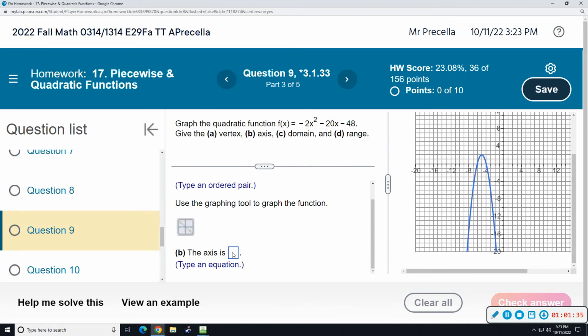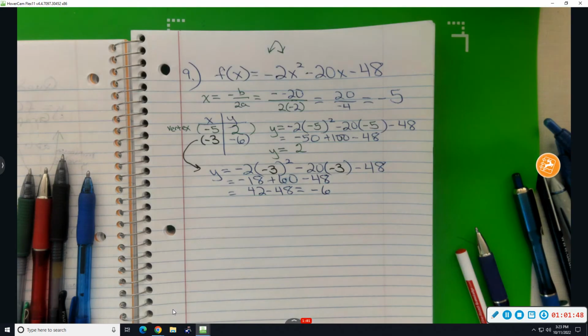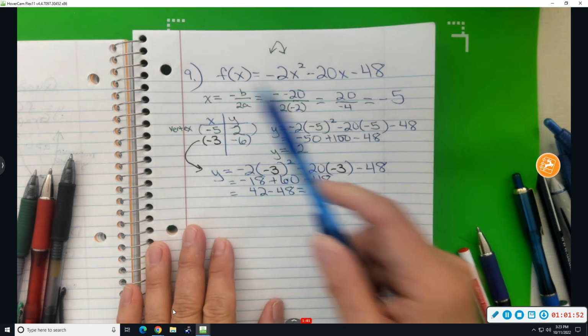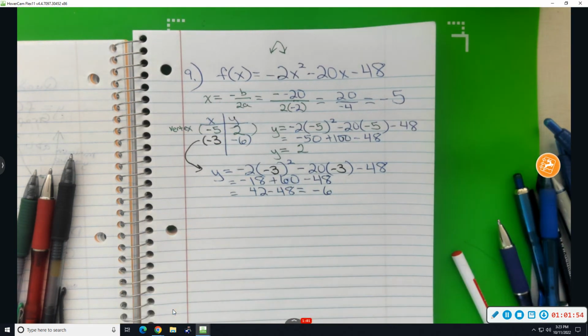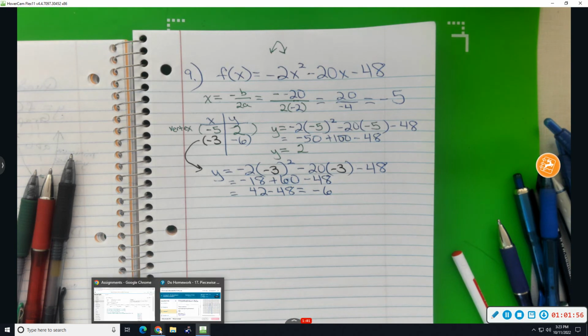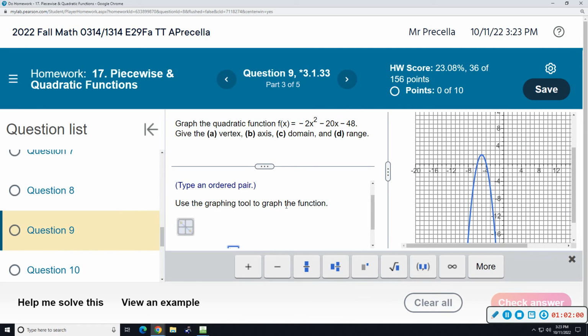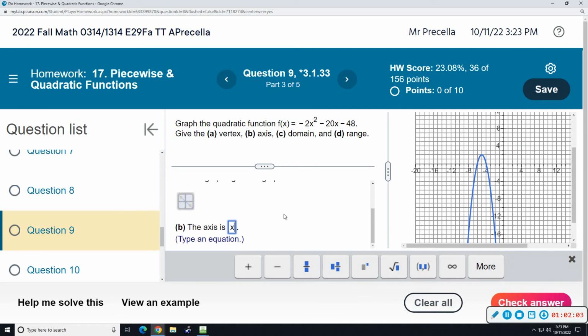Now the axis is that x equals. It's a vertical line, and remember equations of vertical lines have an x and no y. The axis is x equals negative 5. So it should be the same as the vertex. It's that vertex formula, but they want you to write it as an equation, x equals negative 5.